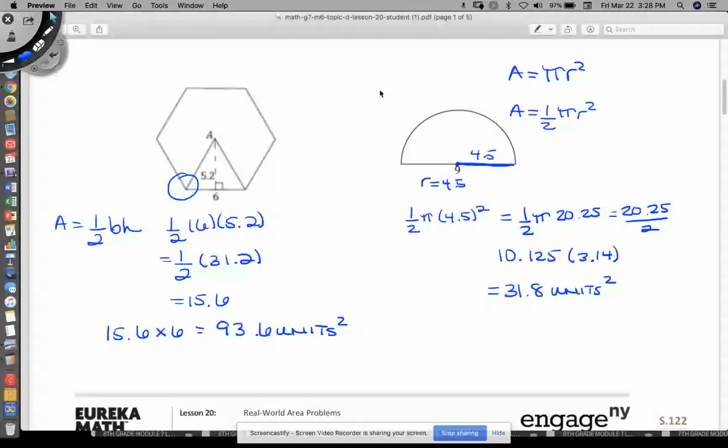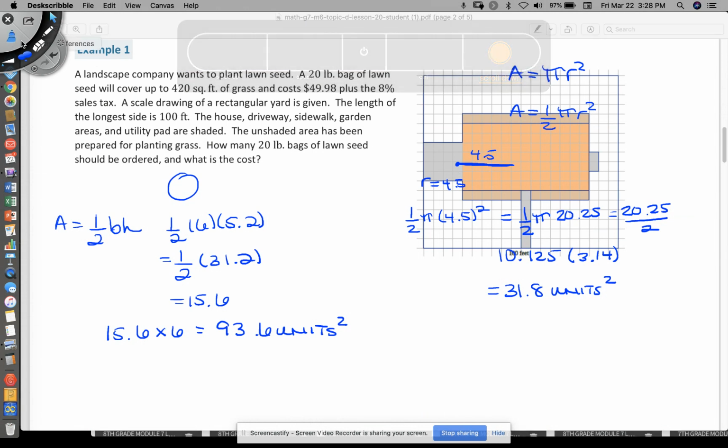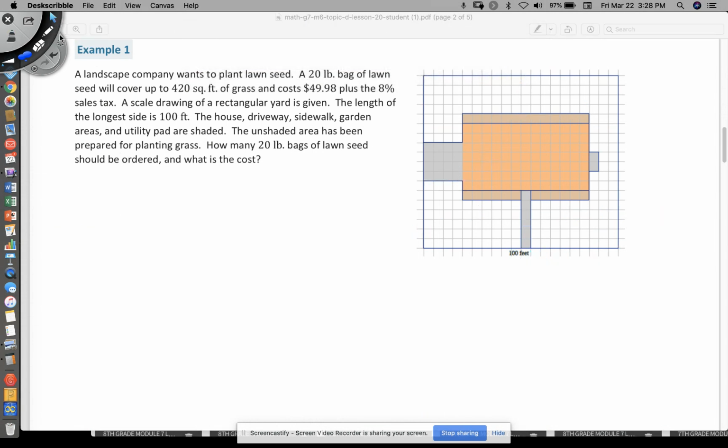All right, let's go ahead and go on to the next one. So this is kind of like if you ever hire a landscaper to come in and landscape your house with grass kind of thing, okay, obviously your yard. They're going to landscape all this white space that needs to be grassed.